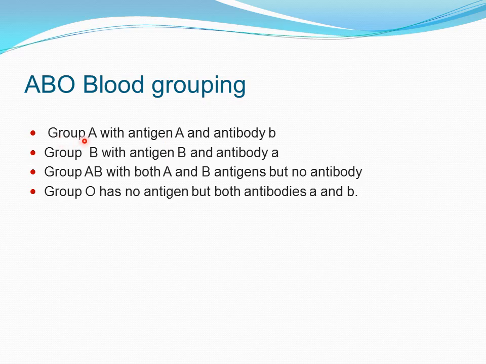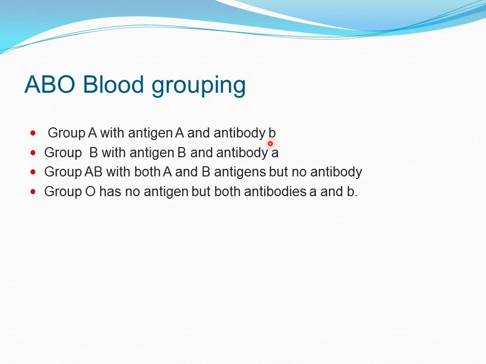So how will we tell group A? That is with antigen A and antibody B. It is always dependent on the agglutinogen, or the antigen. We will not describe the blood group by the antibody present. We will not say this blood group is blood group B because the antibody is B. No, it's incorrect. So what is correct? It will depend on the antigen present. So group A contains antigen A and antibody B.